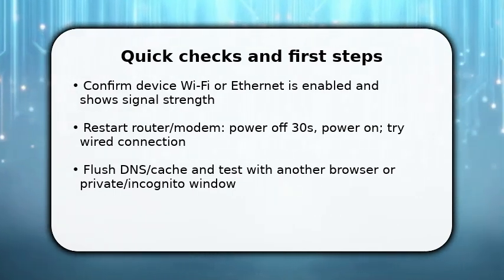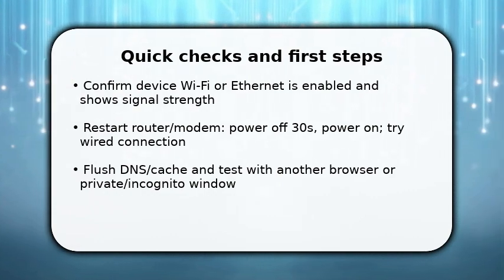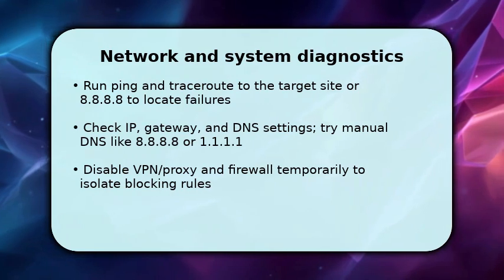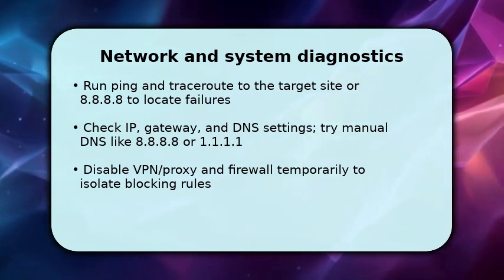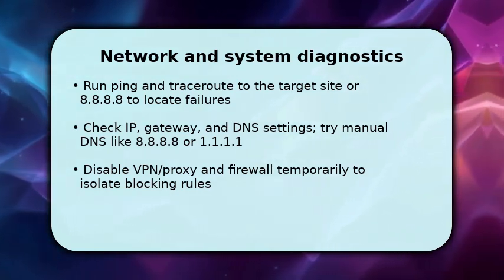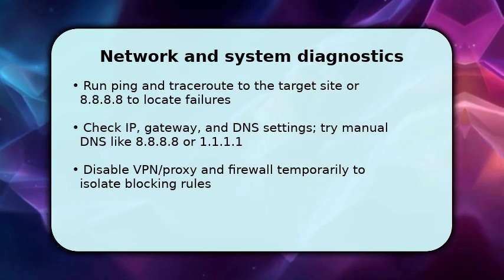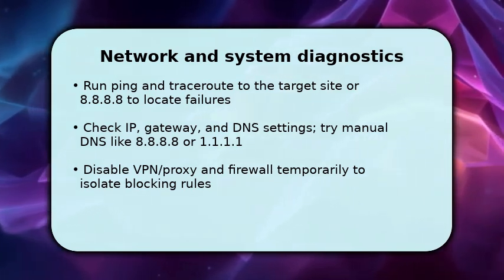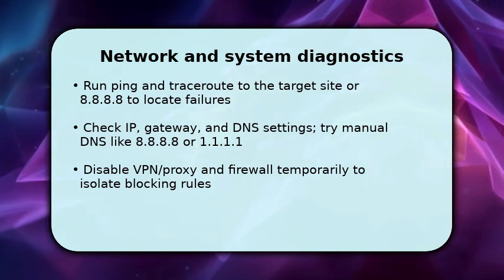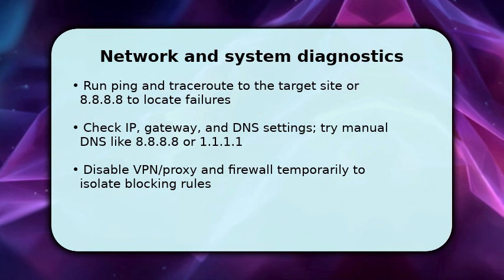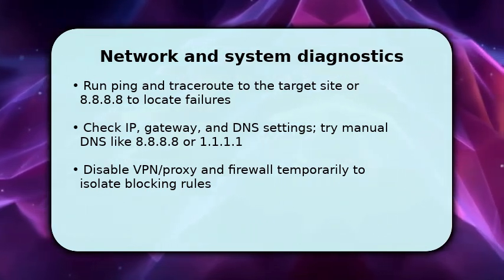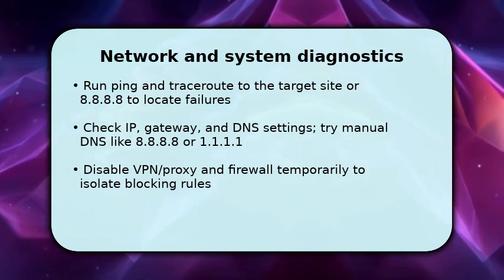Now run basic diagnostics so you know where the break is. Ping the website and a public IP like 8.8.8.8, then run traceroute to identify where packets stop. If you see no route, inspect your IP, gateway, and DNS assignments. Switch to a public DNS such as 8.8.8.8 or 1.1.1.1 to rule out resolver issues. Also make sure to disable VPNs, proxies, or local firewall rules.